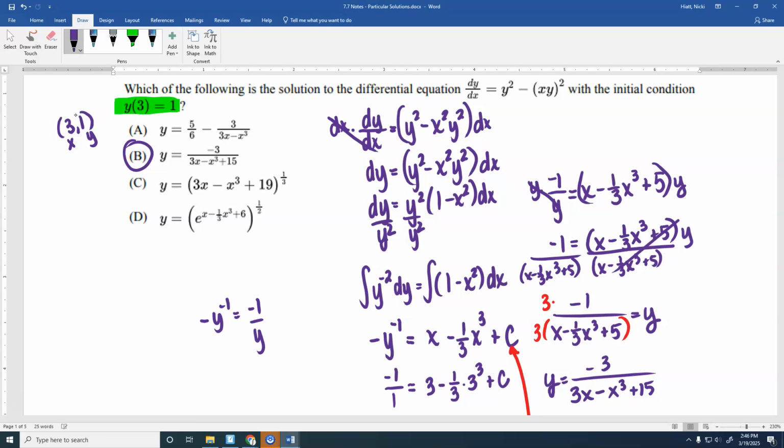These problems are long, but their steps kind of remain the same every time. Separate, integrate, plug in, find the C, solve for y.